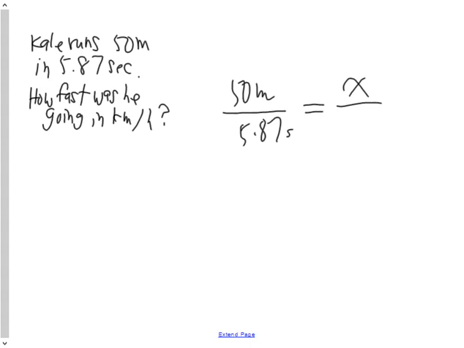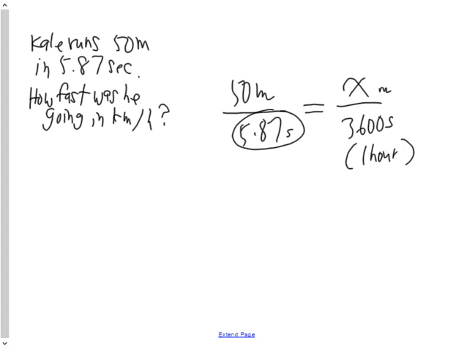Well, I know that since this bottom term is seconds and I want to do it in hours, I can't put seconds in hours, so I have to convert hours into seconds. Since there are 60 seconds in a minute and there are 60 minutes in an hour, there are 3,600 seconds in that 1 hour. So I'm going to use 3,600 as my bottom number instead of 1. I need to make sure that my units are the same. This is going to be x meters over 1 hour.